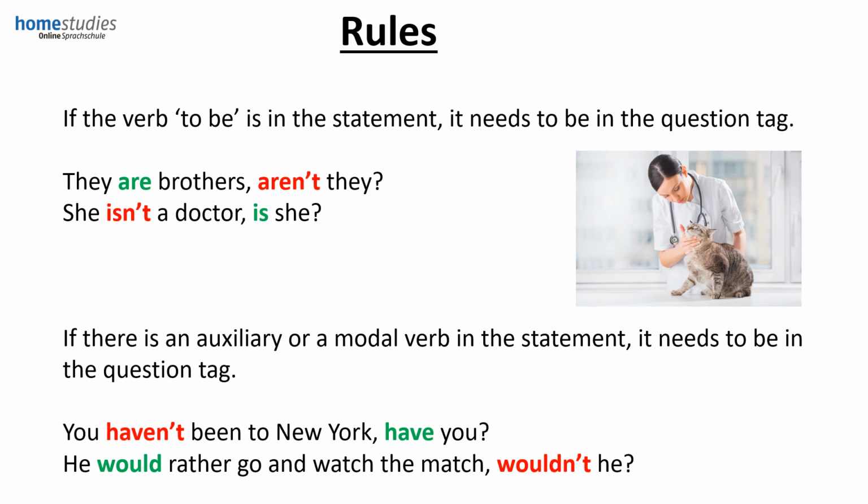So remember, if the verb to be is in the statement, it needs to be in the question tag. And if there is an auxiliary or a modal verb in the statement, it needs to be in the question tag as well. And remember, positive statement, negative question tag, negative statement, positive question tag.